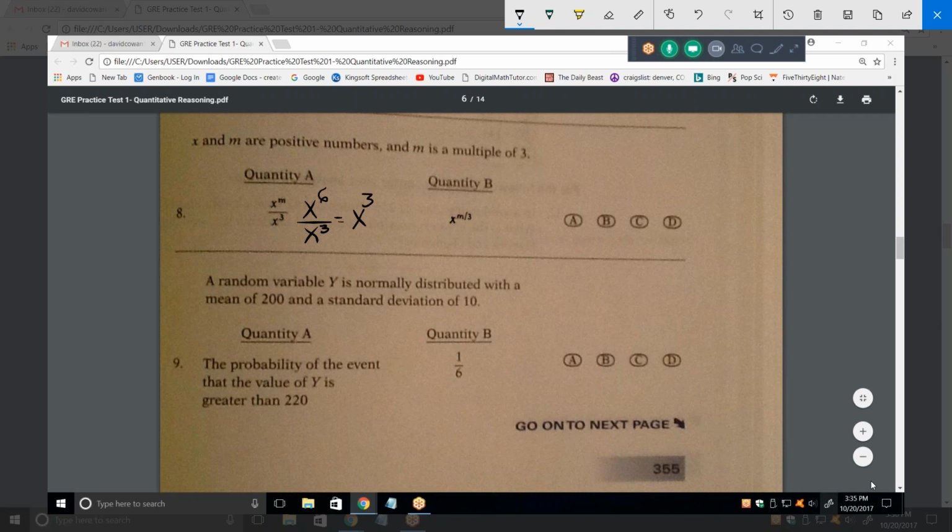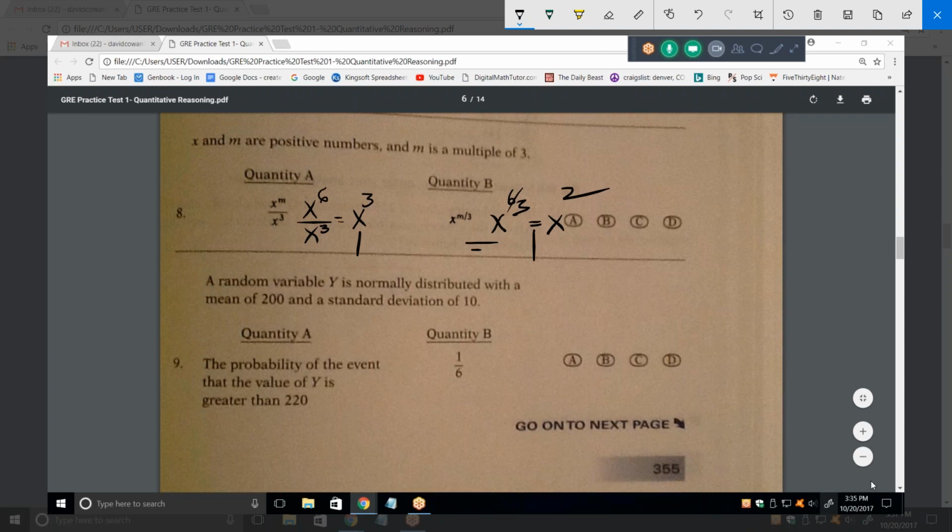Now, if I apply 6 in quantity B, I get X to the 6th divided by 3, which is X squared. Oh. Now, that doesn't tell me that quantity A is necessarily greater than quantity B. What if X were 1? It would still be 1. Right, so I'd have 1 equals 1. So they'd be equal.